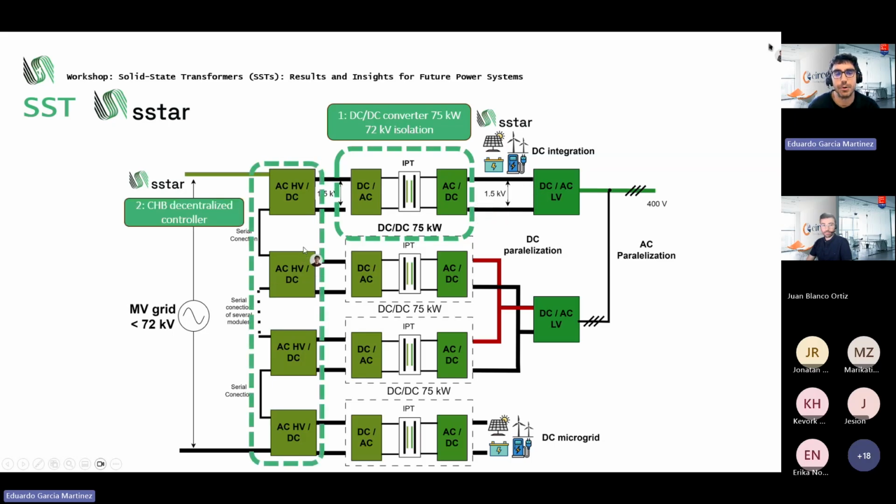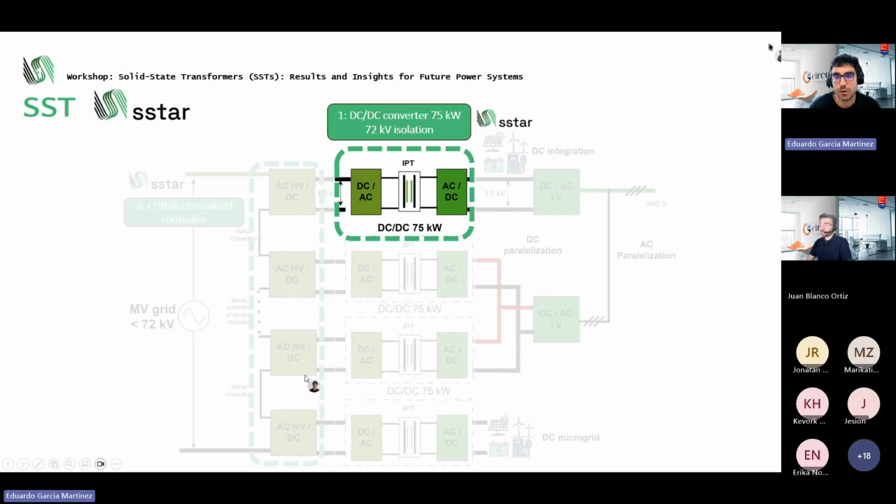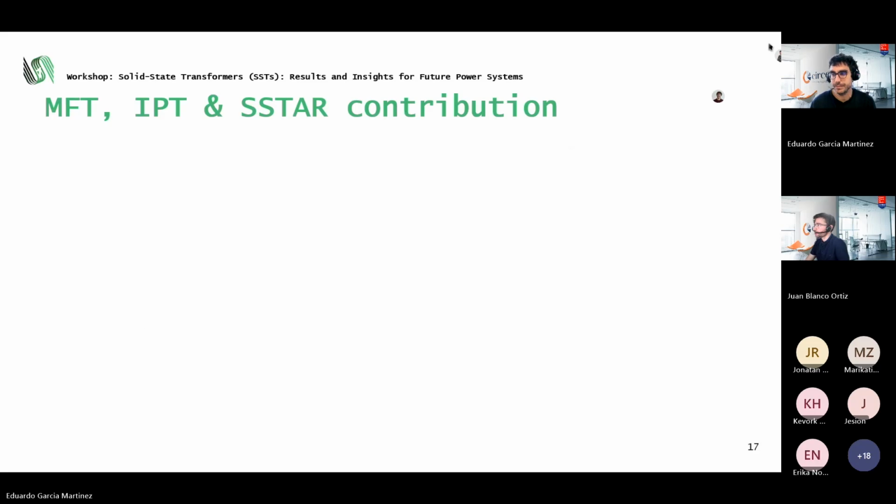And also in this STAR project, we have developed and we are testing this Cascade 8-bit decentralized controller to manage this Cascade 8-bit to interconnect to the medium voltage line. But for this presentation, we are going to focus on the development of this DC-DC converter of 72 kilovolts of isolation. So I leave the floor to my colleague Juan, who is going to explain more deeply, technically, this development.